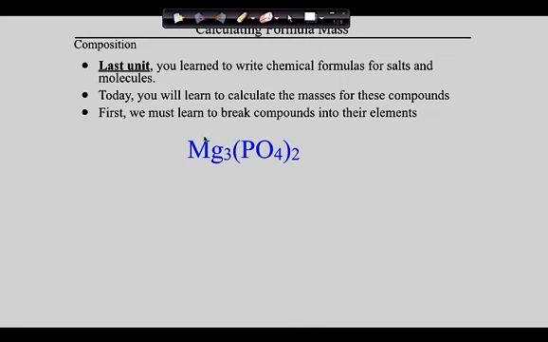Can you name it? Maybe we should do this. Guys, grab your ion charts, those yellow papers. Yeah, magnesium phosphate. How do we know that PO4 is phosphate? Because it's on here. Who needs one? Guys, if you either have one and it's out, or you need one.